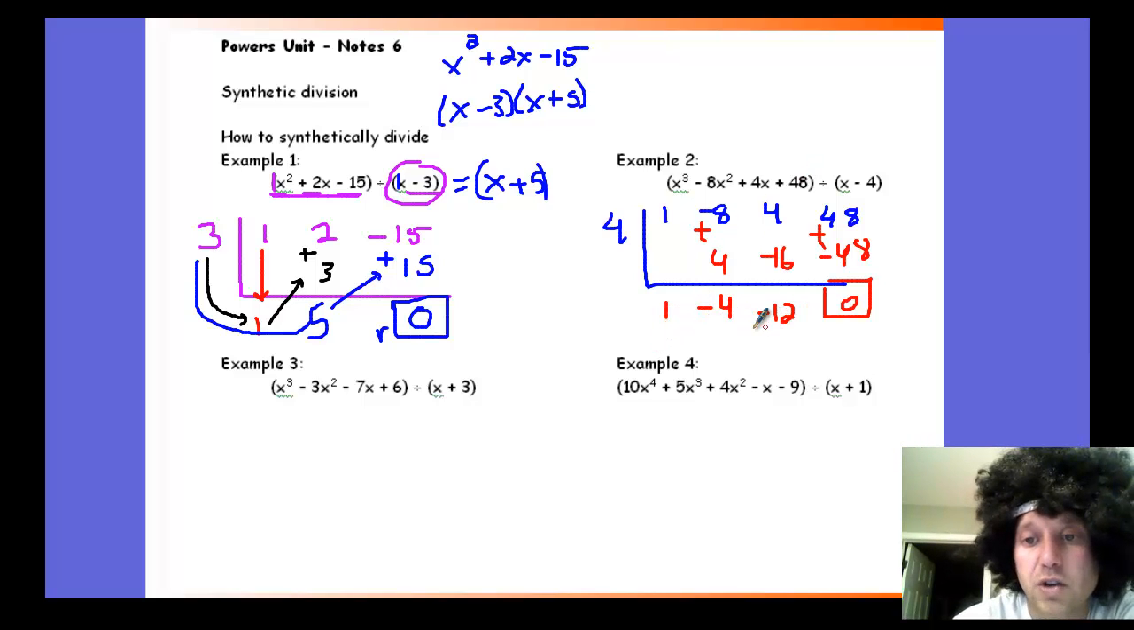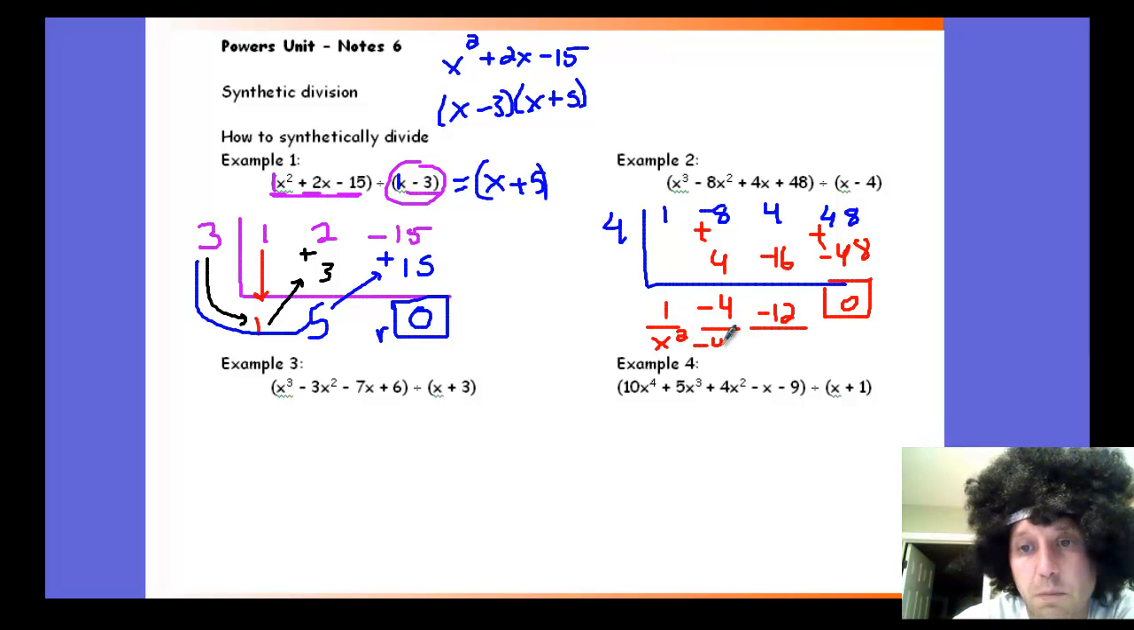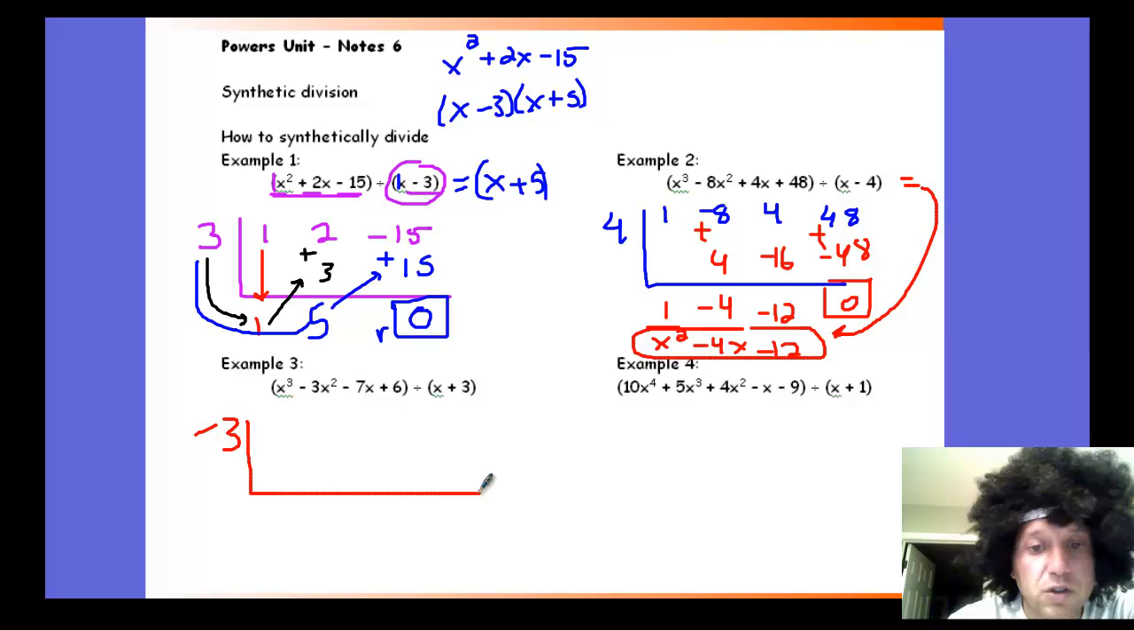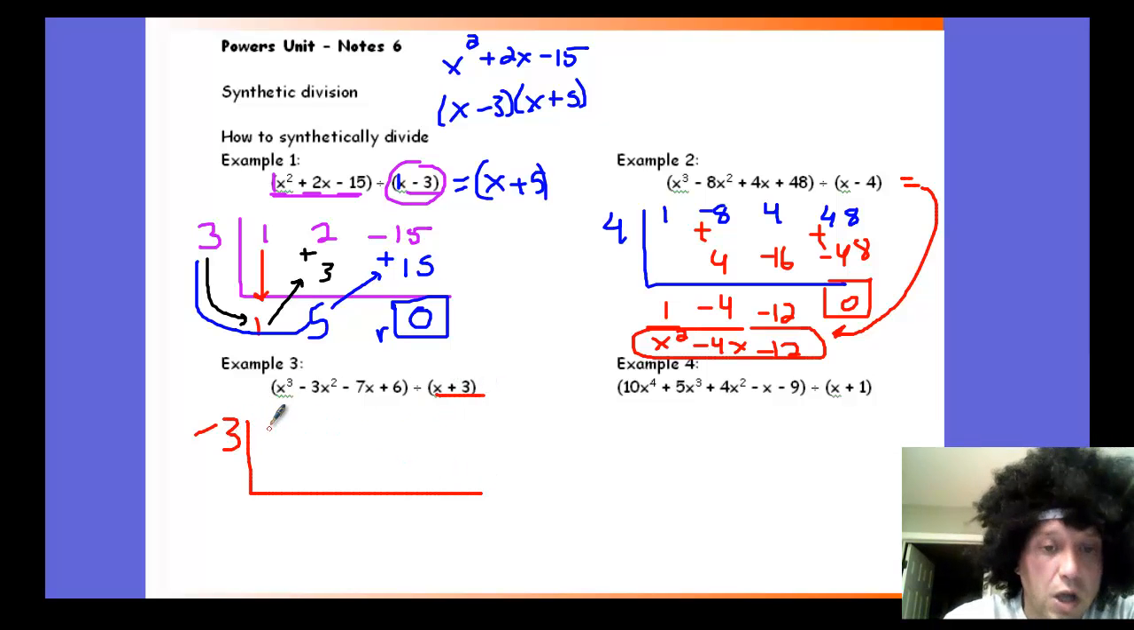So then our answer here, negative 12 again is our constant, negative 4 is the x, 1 is the x squared. So we're going to write that as x squared minus 4x minus 12 is the trinomial solution when we divide. Down here, we're going to divide again. We have negative 3 on the outside. You have to use the 0, not the factor, the 0. Now write the leading coefficients.